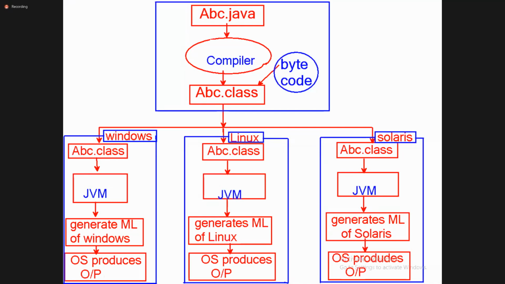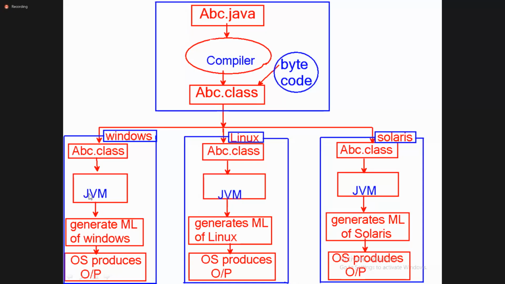Come on. What is the job of JVM? JVM takes the abc.class file, which is bytecode, and generates machine language of Windows. This is the second JVM, generating machine language of Linux. This is the third JVM, generating machine language of Solaris. Then how can a single JVM work separately for every operating system? Can you have a single JVM for all operating systems or a separate JVM for every operating system? Separate JVM for every operating system.